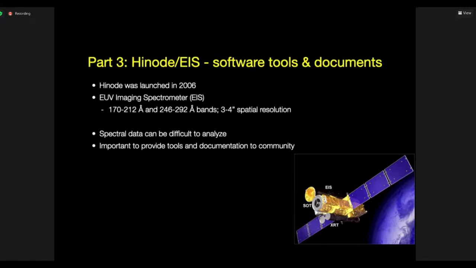So Hinode was launched in 2006, and ICE is one of 3 instruments. It's an EUV imaging spectrometer that mainly focuses on coronal emission lines.